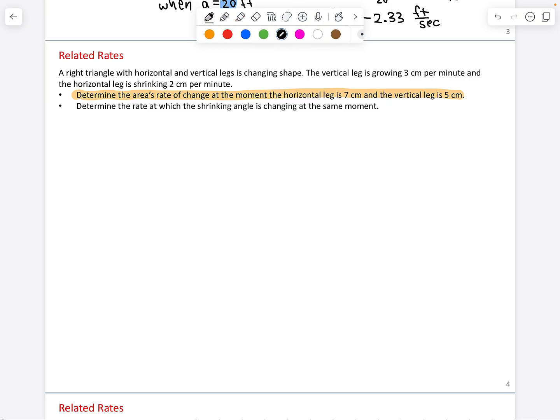Well, step 1 is to draw a static picture, but of the dynamic scenario. So we have some sort of right triangle. Now the vertical and horizontal legs are changing, so I'll use variables for them, a and b, which means that also the hypotenuse will be changing. So the hypotenuse c will also be variable. So I see no constants in this triangle.